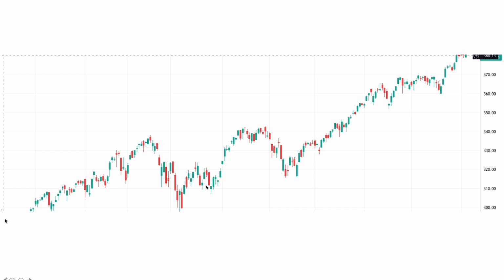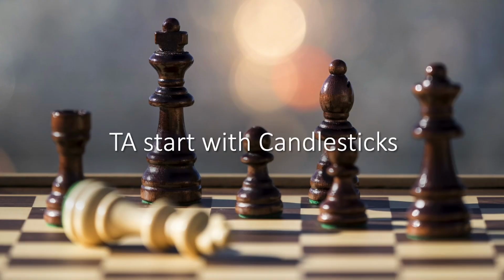It doesn't only tell you if it's gone up or down over a certain time frame. It also tells you what has transpired on a day or a minute or 10 minutes. This is why candlesticks, in my opinion, are very, very essential to not only know how to read, but know how to interpret. So TA, in my opinion, technical analysis starts with candlesticks. So let's start with understanding how to read a candlestick.